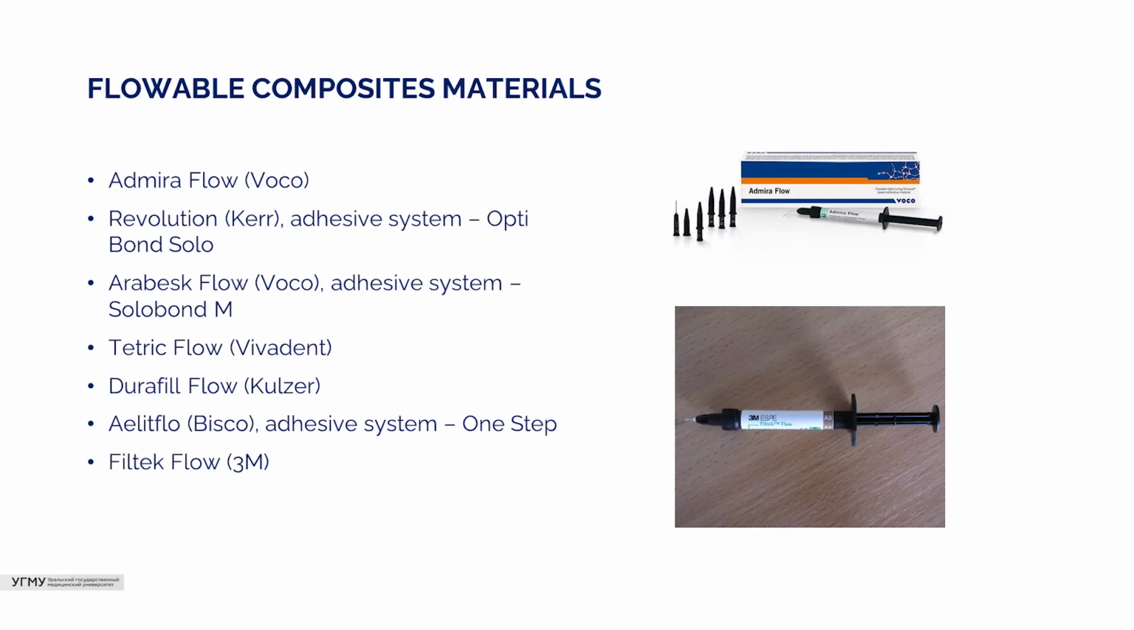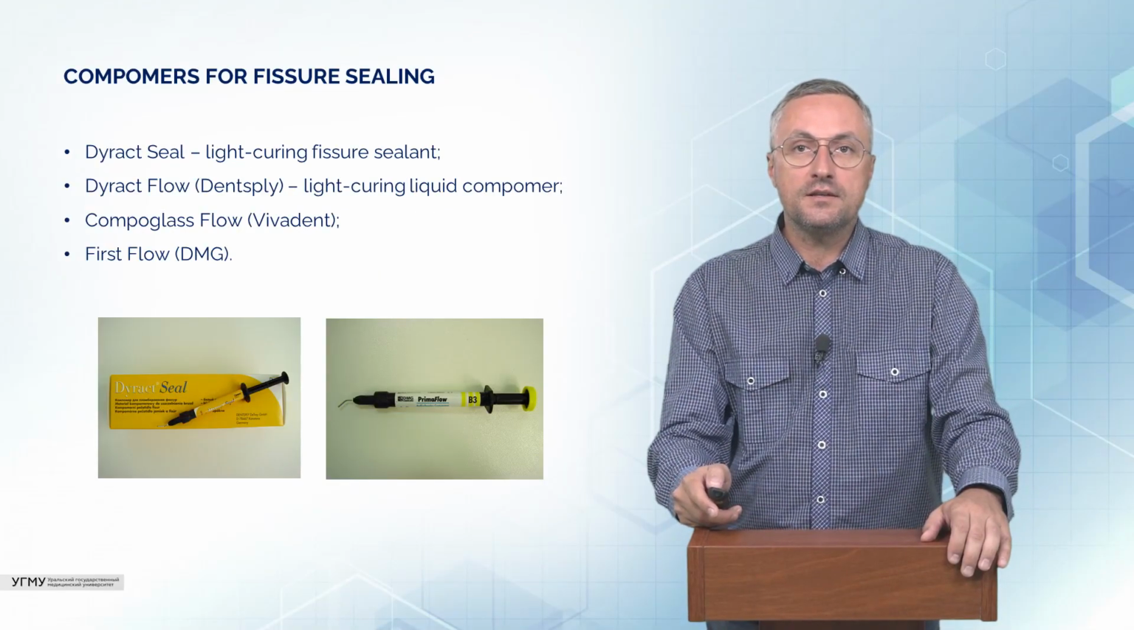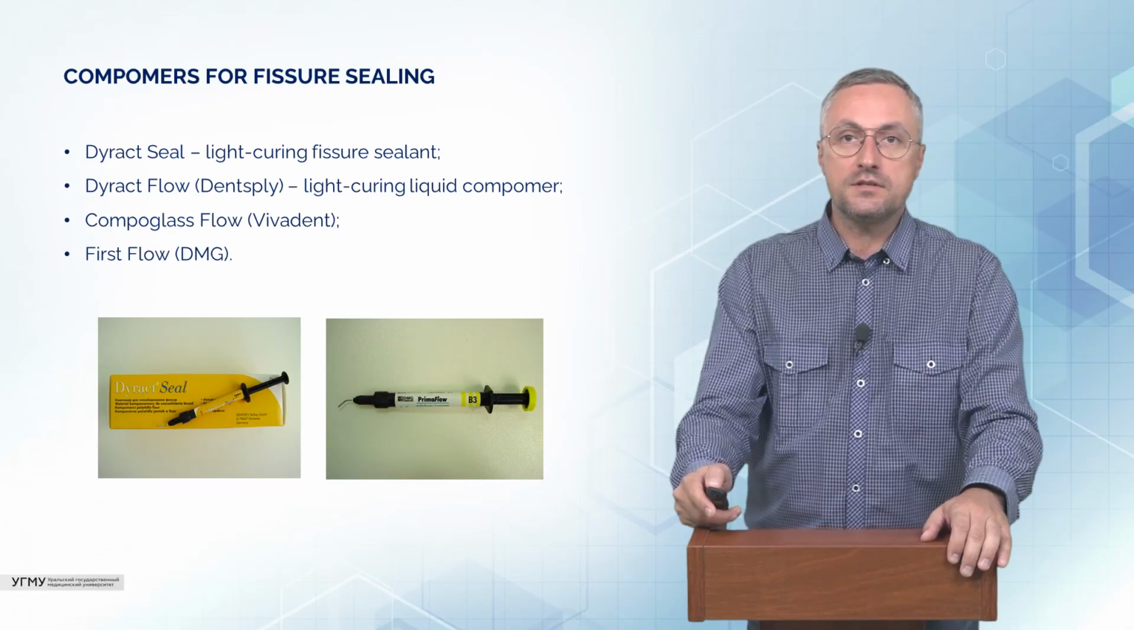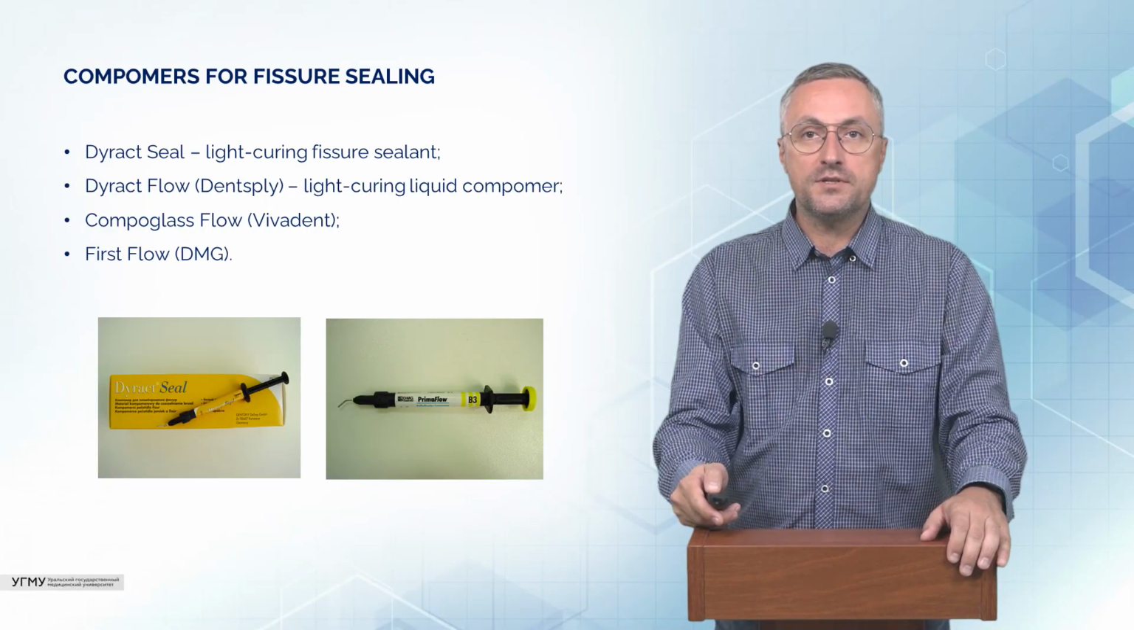On this slide, you see examples of flowable composites. Composites are used in adhesive technology for invasive sealing with low initial level of enamel mineralization. A very important property is good material flowability. Compomers, a hybrid of glass ionomers and composites, are also used for sealing. You can see examples on this slide. They combine the aesthetics, strength, and good adhesion of composites with the release of fluoride and biocompatibility of glass ionomers.